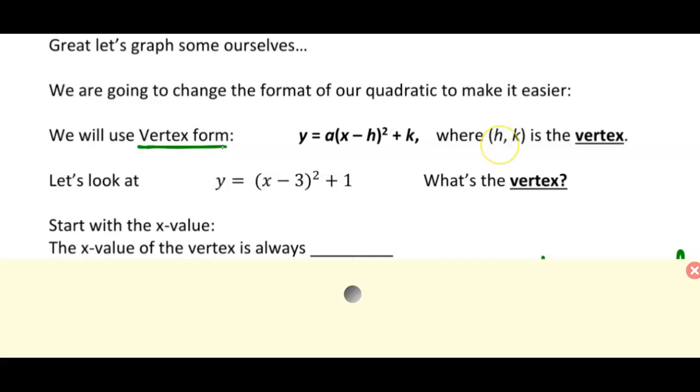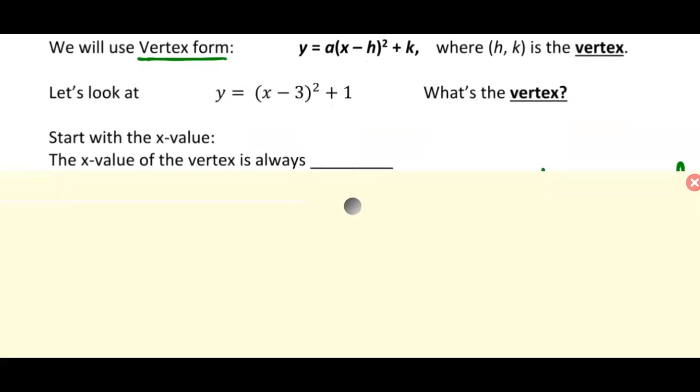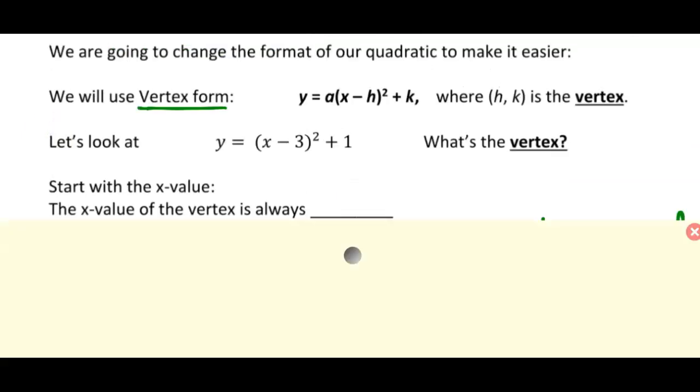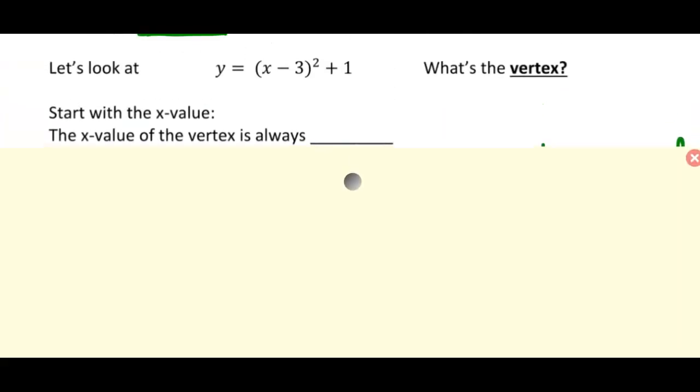But we can find our vertex. Our vertex is our h value, that makes up our x value, and our k value in our equation makes up our y value of our vertex. So, in this case, what's my vertex? Well, let's look a little bit at some rules. We're going to start with our x value. We're going to start with our x value, and our x value is always, I'm going to read you what it says on your sheet. Mine's a little bit different.